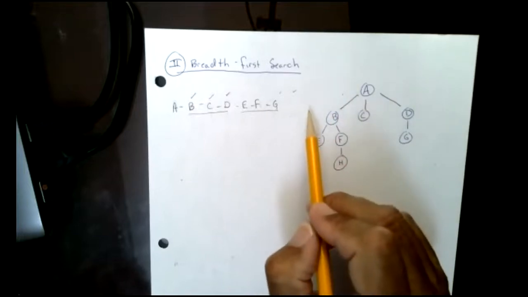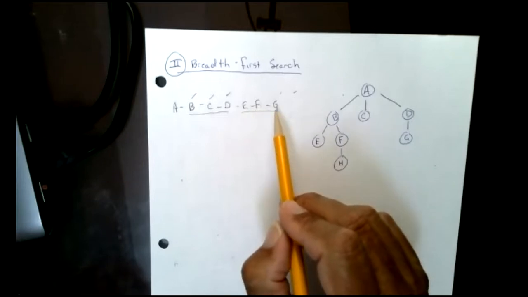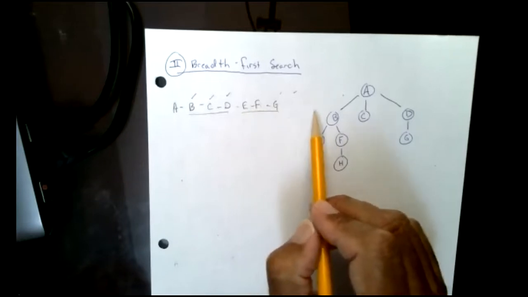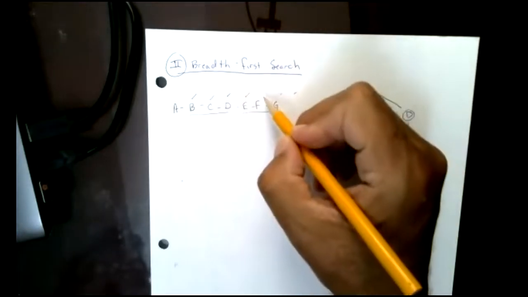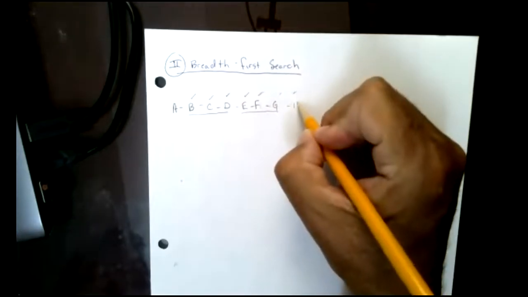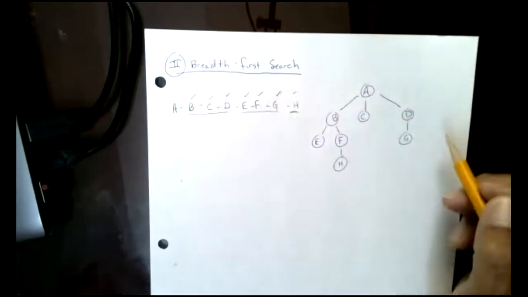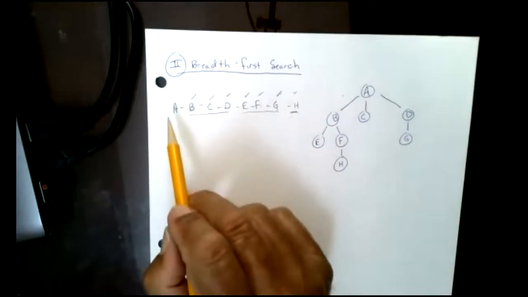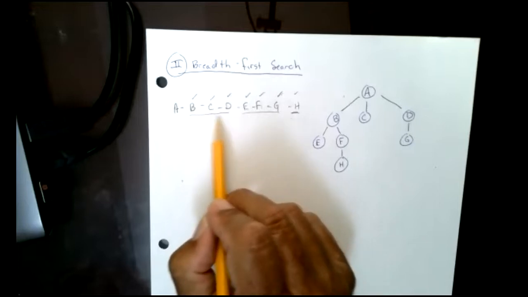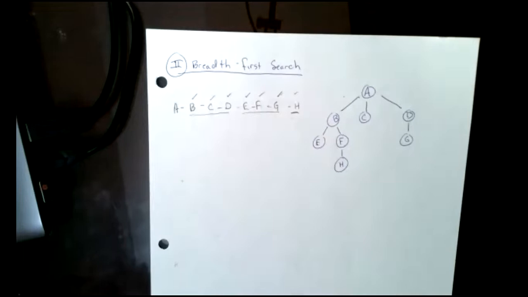So now the next group, anything else I put as I check E for breadth, F and G for breadth, are going to be 3 away. So if I go to E, there's nothing. If I go to F, there's H. If I go to G, there's nothing. So H is its own special group. Now I check H, it goes to nothing. So from A, these are all 1 path away. These are all 2 paths away. And this one is 3 paths away, 3 edges away.